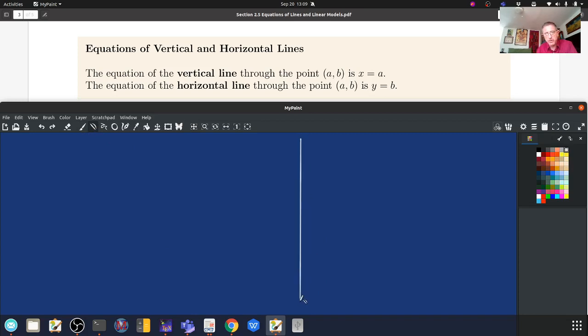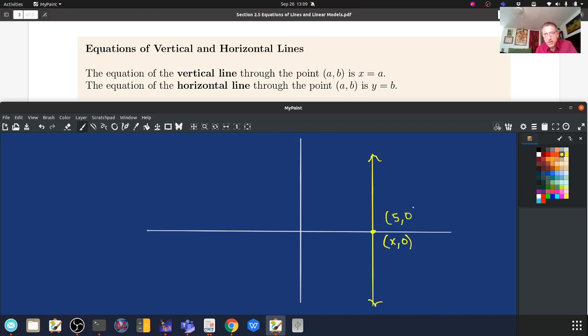So let's draw a really quick, fast Cartesian plane, and we'll draw a vertical line. Close enough, right? I don't want to load up GeoGebra. So whatever this point is right here, it's where the line crosses the x-axis. So we know it has some value x and the y value is 0. Let's just say x is 5 and the y value is 0. The equation of this line is x equals 5.